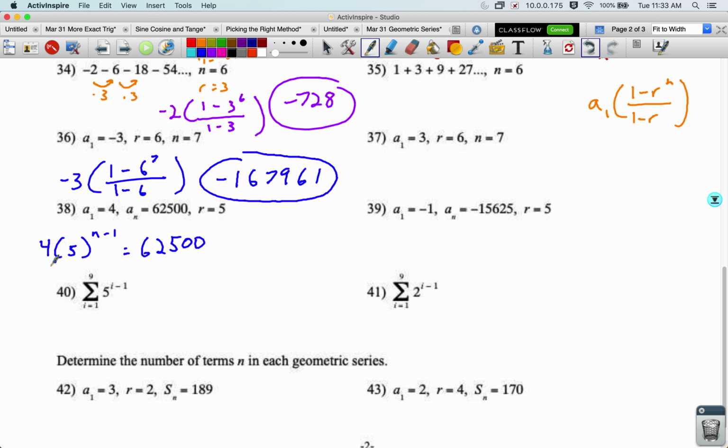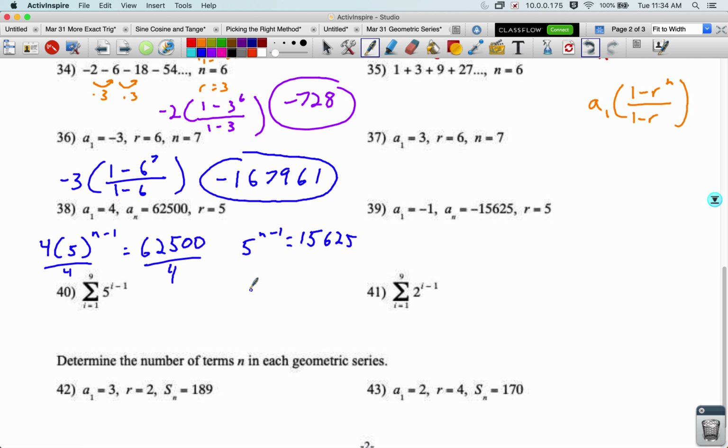Now we can solve for n. Divide by 4, divide by 4. We get 5 to the n minus 1 equals 62,500 divided by 4, which is 15,625. And now we've got to figure out 5 to what power equals 15,625. Because I don't want to add logarithms in here, we're just going to use guess and check. I'm just going to do 5 to the 7th power. It's a little bit high, so 5 to the 6th power. And that's exactly on. So I know that this is 5 to the 6th.